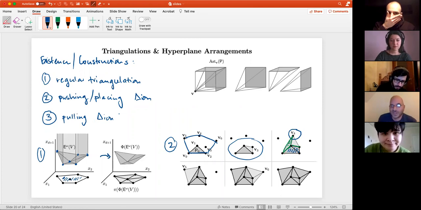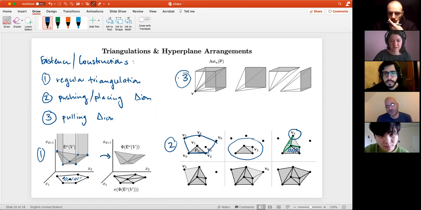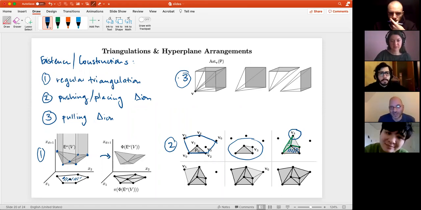And so you see a picture over here, which is not a triangulation. So that's a subdivision, or if you want, that's a start of a triangulation.